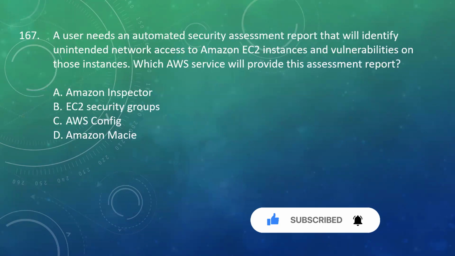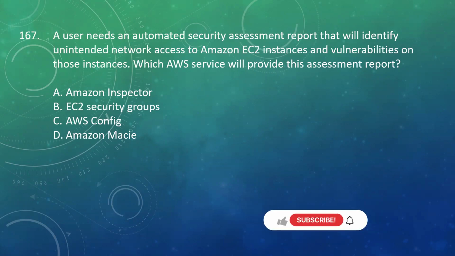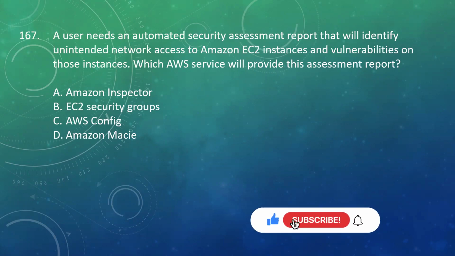Next question. A user needs an automated security assessment report that will identify unintended network access to Amazon EC2 instances and vulnerabilities on those instances. Which AWS service will provide this assessment report? Your options are Amazon Inspector, EC2 Security Groups, AWS Config, Amazon Macie. And the correct answer here is option A, Amazon Inspector.